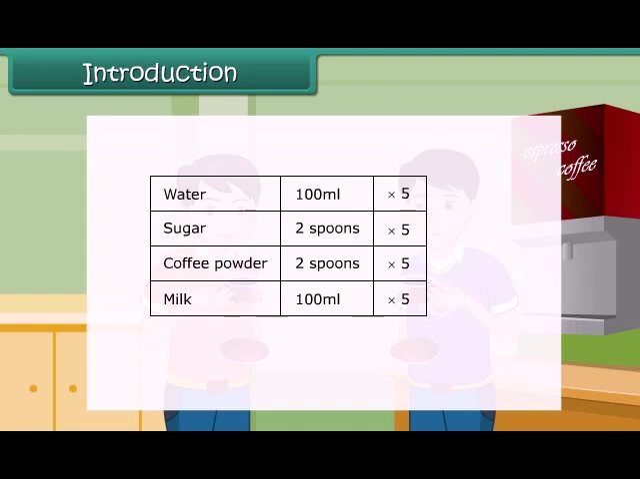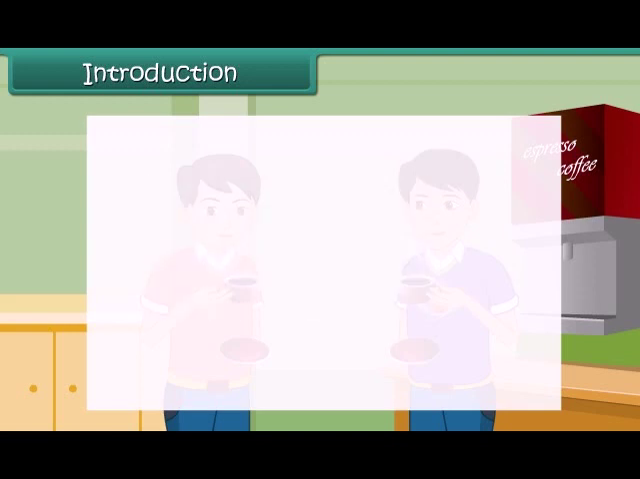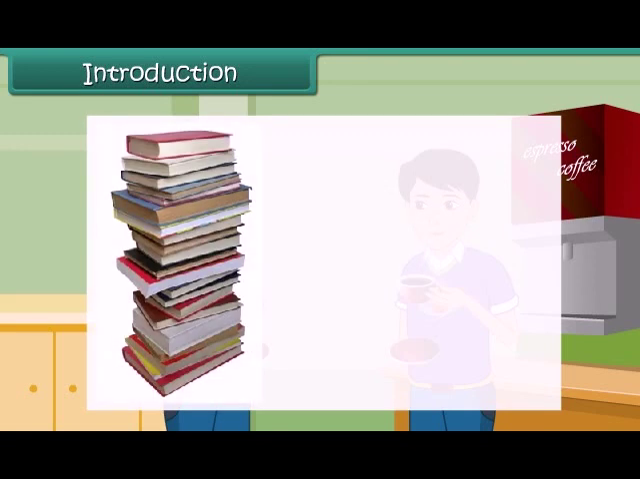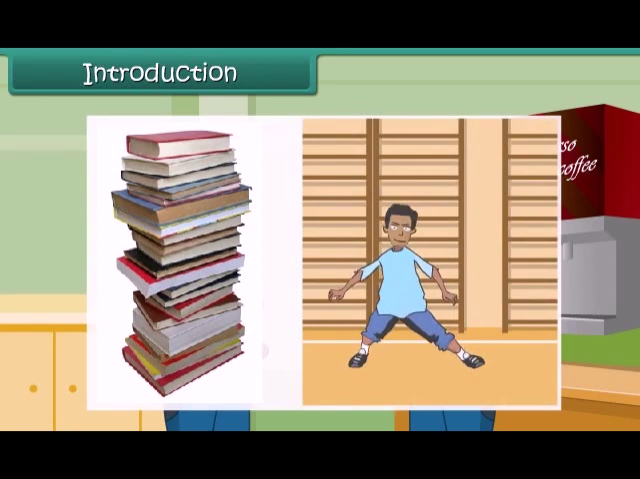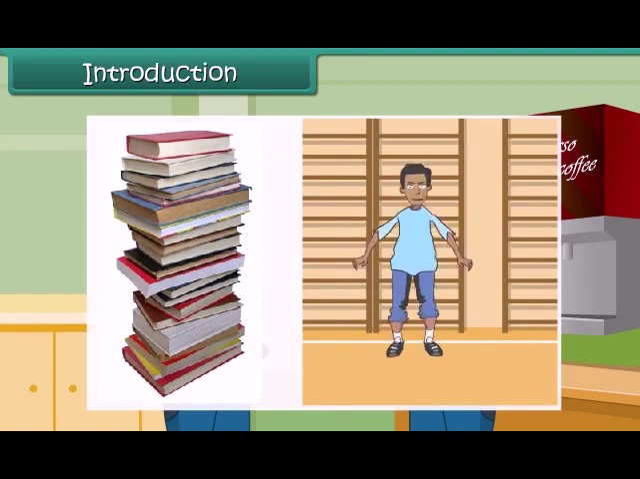In the same way, we come across similar situations where we see variation in one quantity bringing in variation in the other quantity. For example, if the number of books purchased increases, the total cost also increases. The more you exercise, the more fit you become.